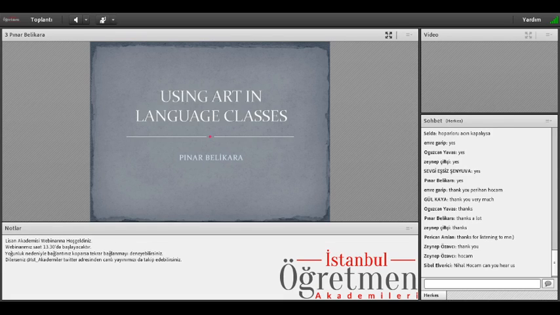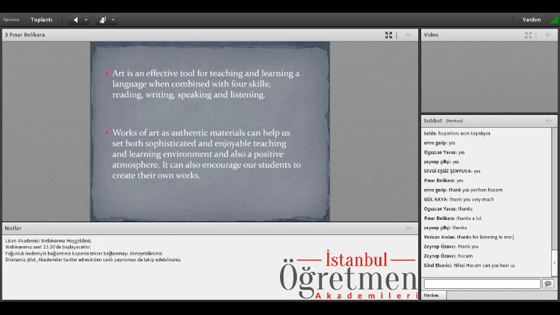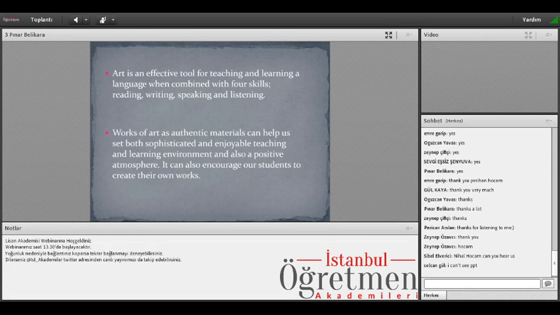my topic is using art in classes, language classes. Art could be a really effective way to teach and learn a language when we integrate it with four skills, and it would be enjoyable. It would set an enjoyable environment for students while learning things and while communicating with each other, and also would encourage them to create their own works.